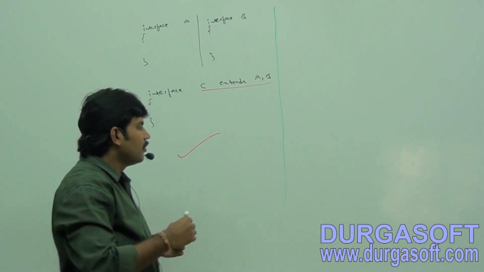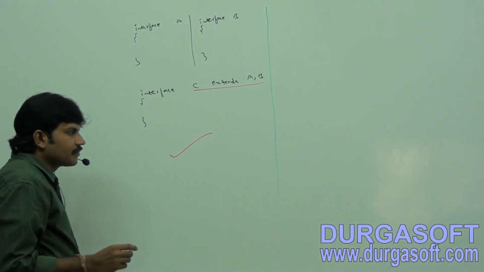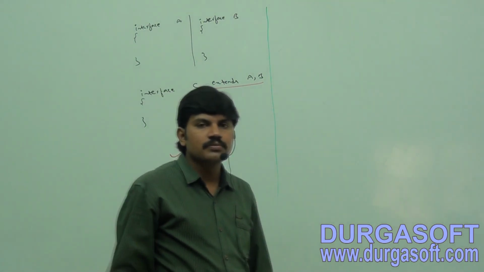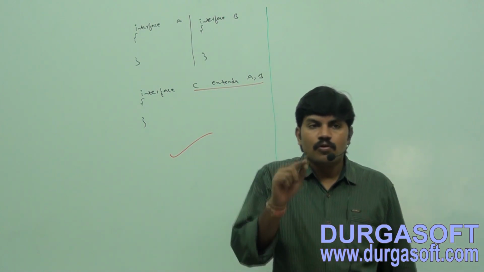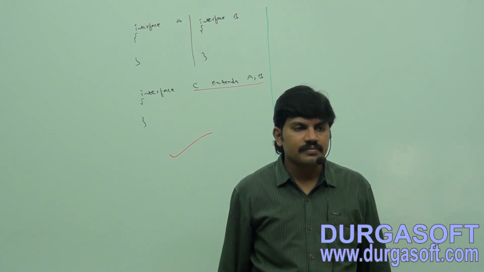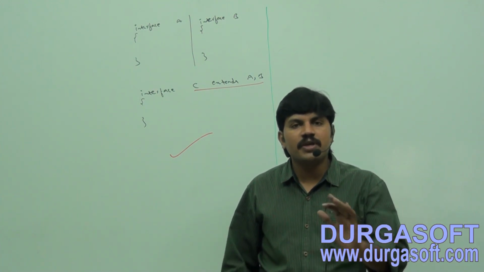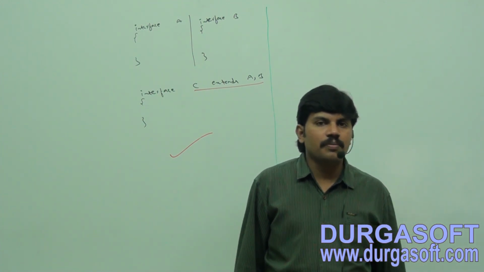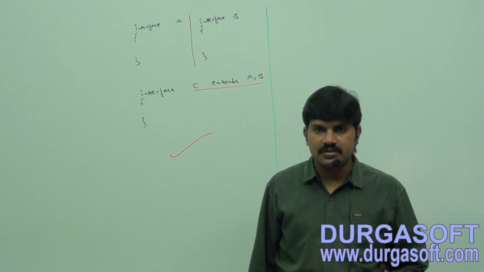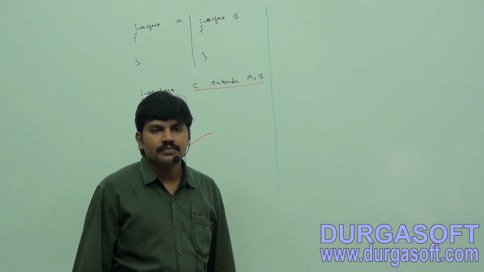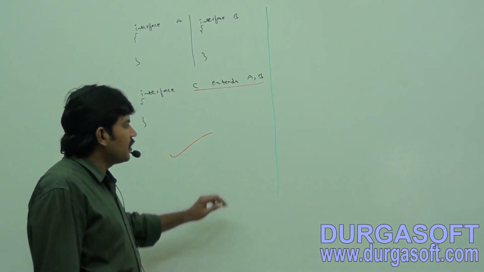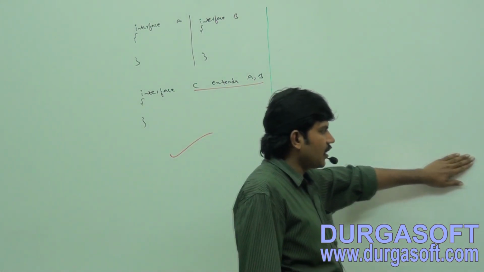Okay, keep summing. Why won't the ambiguity problem be there in interfaces?